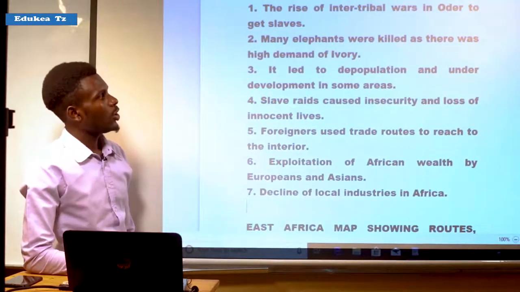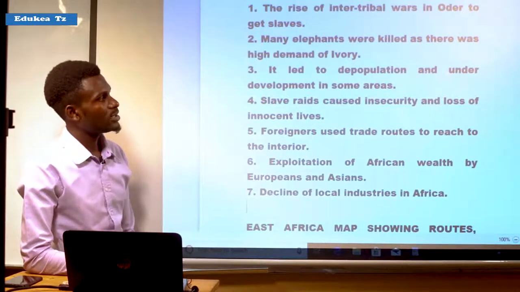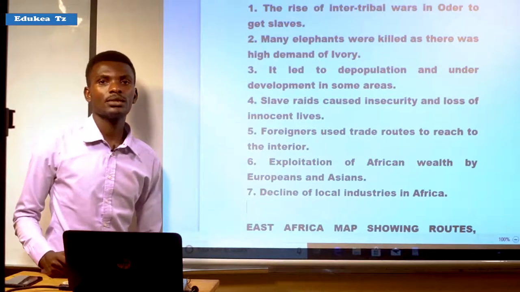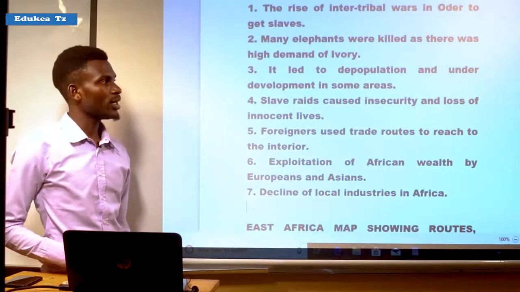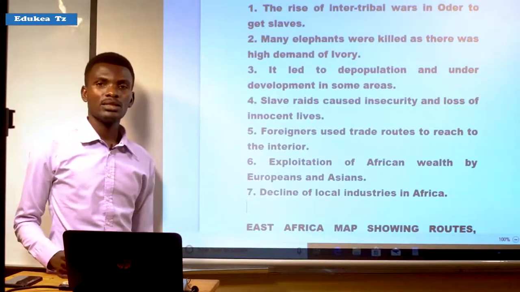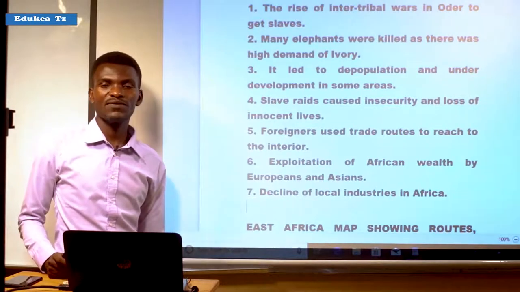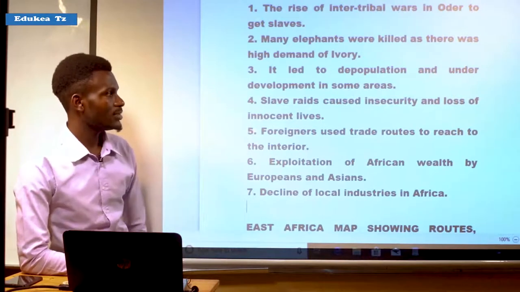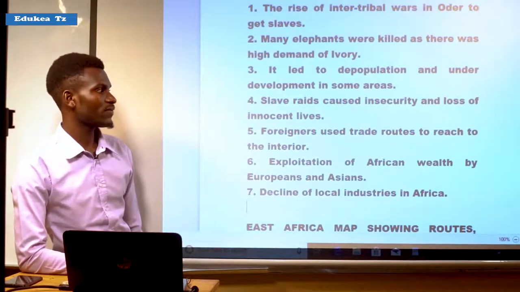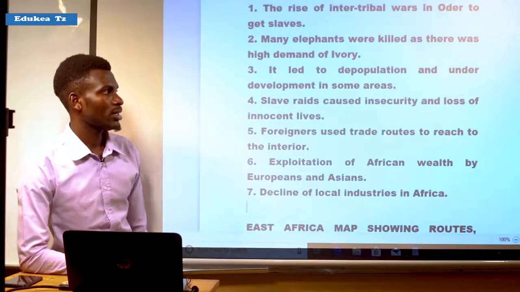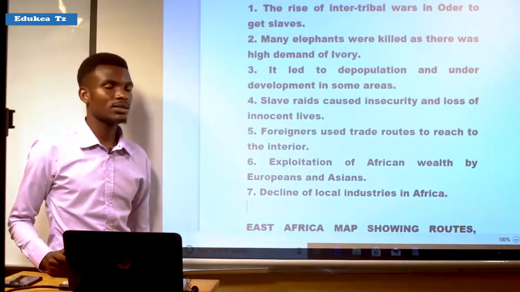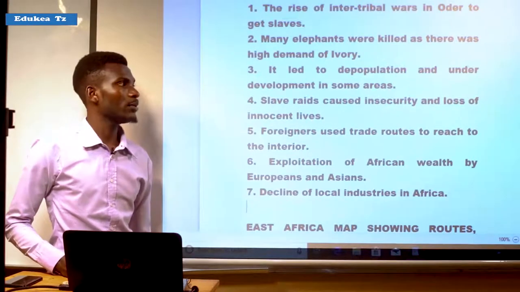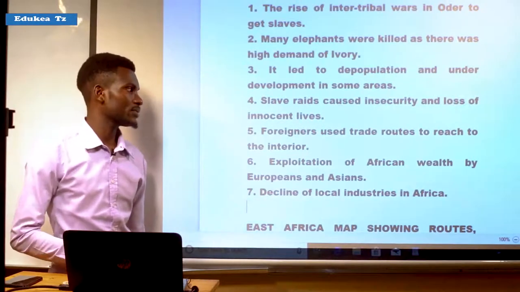slave traders. Also, it led to depopulation and underdevelopment in some areas as people were taken and sold as slaves. So that led to the depopulation and the underdevelopment because the productive forces were taken as slaves. Also, the slave raids caused insecurity and the loss of innocent lives. It means that slave raiders caused insecurity in the communities where people were taken as slaves.